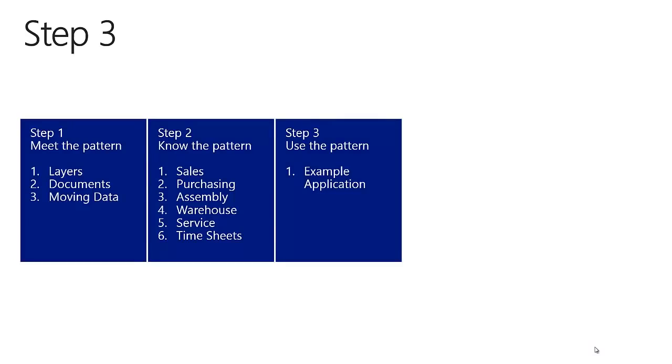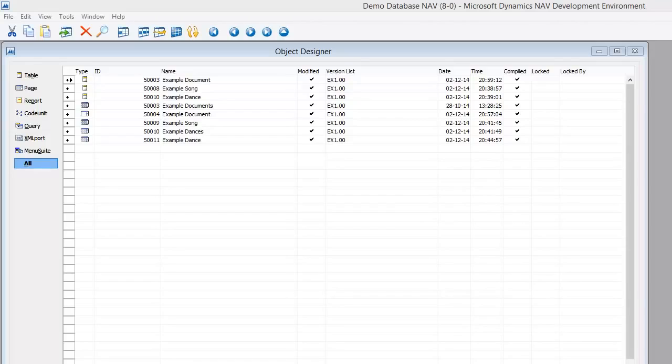Let's see how we can implement the pattern in our own application. In the video How do I implement master data, we already prepared a document structure. We have a document, example document, and we have two tables for posted example documents. In our case, we have called it an example song or an example dance. However, the current structure doesn't have lines, so it's not really the document structure that we discussed in this video. Let's see how we can add the lines to our documents.